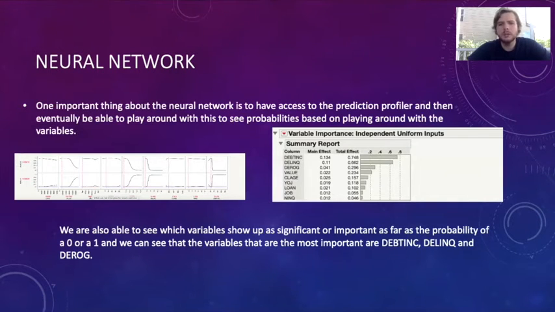Okay, so one important thing about the neural network is to have access to the prediction profile and then eventually be able to play around to see probabilities based on playing around with the variables, as you guys can see here. And also, this can be found in JMP. So I have the summary report of my variable importance rate, and you guys can see that the most important are DEBTINC, DELINQ, and DEROG.